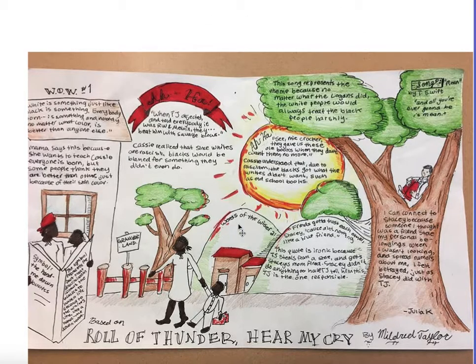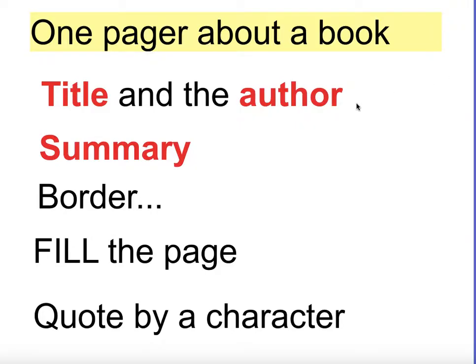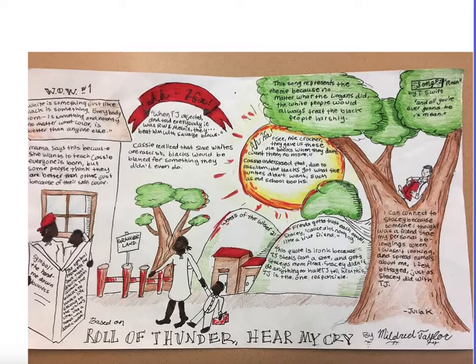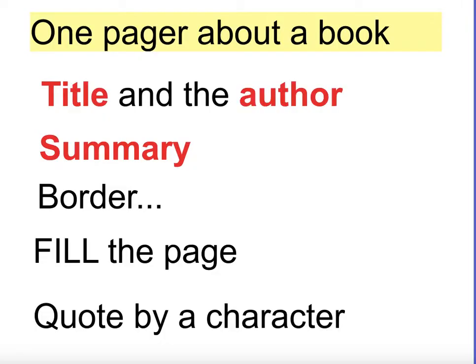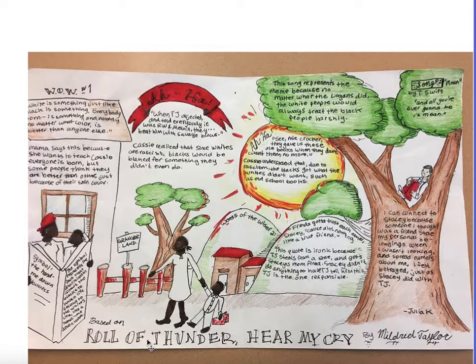So let's just see. Do they have the title? Roll of Thunder, Hear My Cry by Mildred Taylor. Okay. Do they have the title and the author? Yes. Let's see if there's the summary now. Oh, here it is. I think the summary is in here. It's in different pieces. Okay, is there a border and did they fill the page? In this case, there really isn't a border. And so that might be something they could push for, but they really filled the page and they've got images from the book.